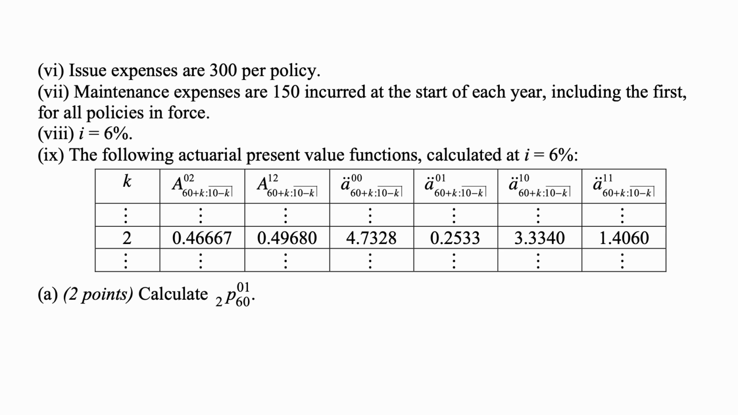A10 refers to an annuity for a person who is sick now and paid while the person is healthy, and A11 for a person who is sick now and the annuity is paid while the person is sick. Part A asks us to calculate the probability of a 60-year-old now, within 2 years, starting out in state 0, transitioning to state 1.